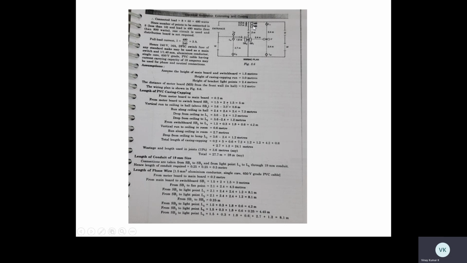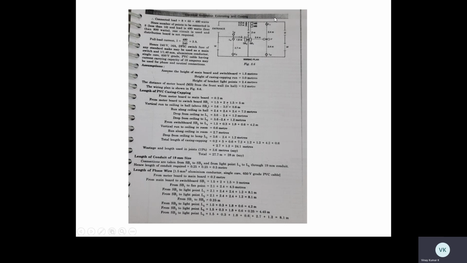Okay, this is how I got the phase from main board to switchboard. I need now, from switchboard to fan, one phase should go. That is here 2.4 meters of vertical drop and 2 meters of horizontal drop. It is 4 meters total. Okay, then from switchboard 1 to lamp 1.